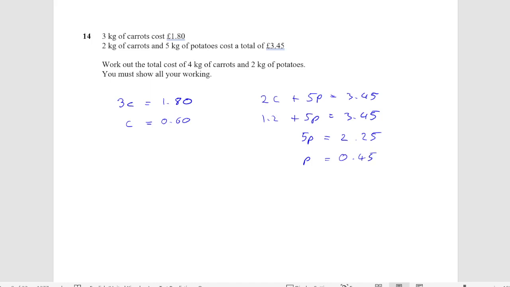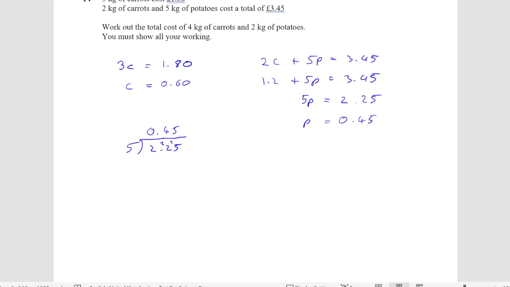No, that's not quite right, is it? So let's actually do the division here. 5 into £2.25. 5 doesn't go into 2. 5 goes 4 times into 20 with 2 left over, and then 5 times. So yeah, 45 pence.